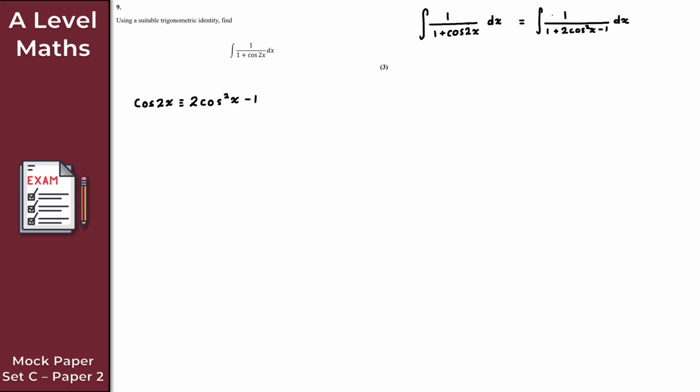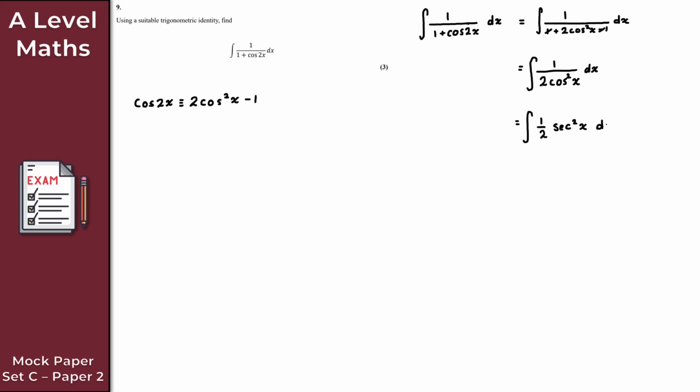So let's just keep going. Like we just said, this 1 here cancels with this minus 1. And what we've got is the integral of 1 all over 2 cos squared x dx. Now, if we've got 1 over cos squared x, we have sec squared x, which is one of our standard results, right? So if I've got 1 over 2 cos squared x, and we're integrating with respect to x, I can write this integral as the integral of a half sec squared x.